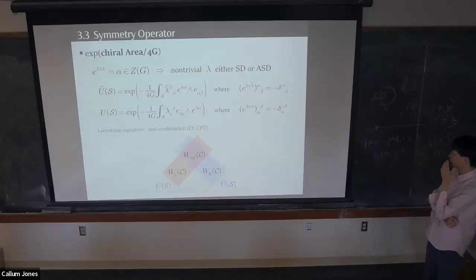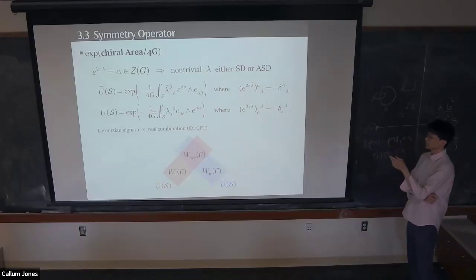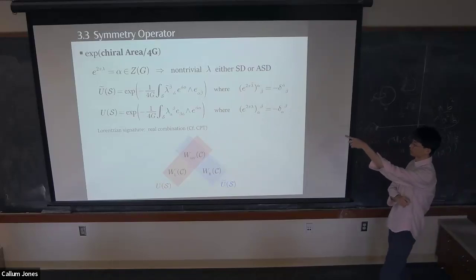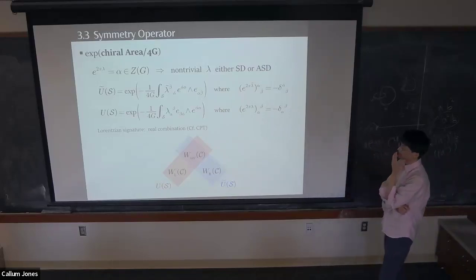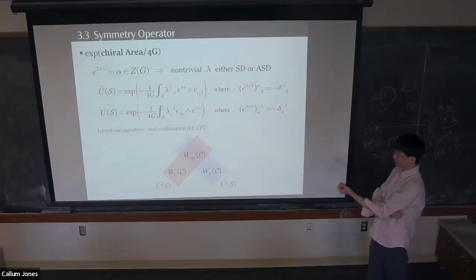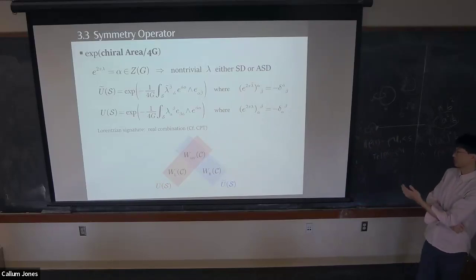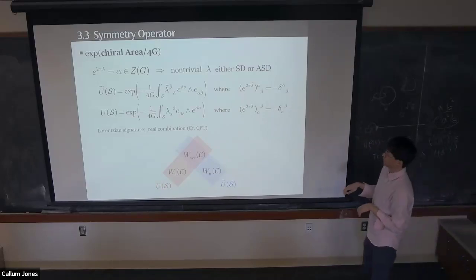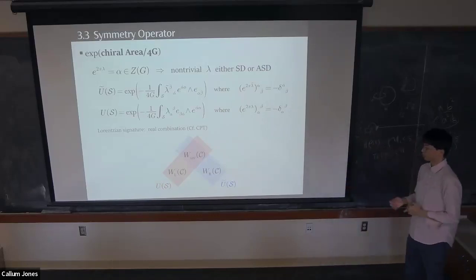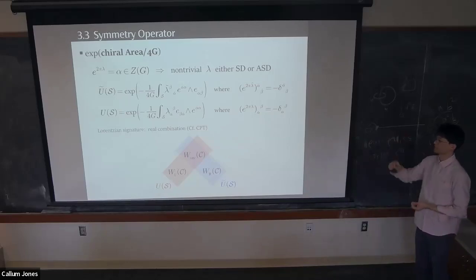Now I want to point out that this area is inherently chiral, because when we think deeply about the center exponentiation condition, we realize that to be exponentiated to a non-trivial center element, by virtue of the very factorization of SO(4) into two SU(2) sectors, this lambda should be either self-dual or anti-self-dual. So it will be exponentiating to -1 in the left-handed sector or in the right-handed sector.